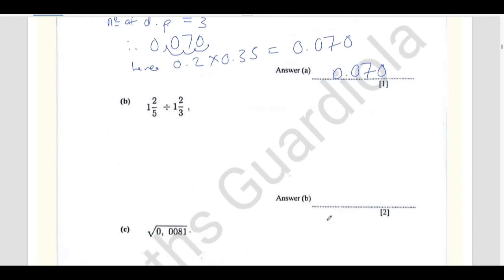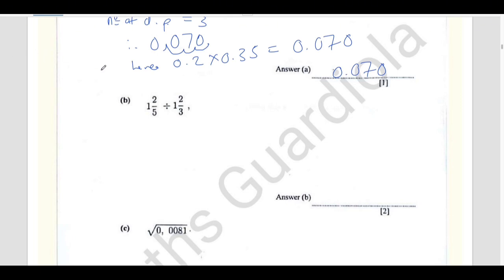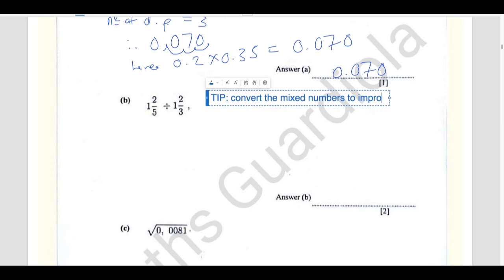Moving on to part B, 1 and 2 over 5 divided by 1 and 2 over 3. When you encounter mixed numbers like this, the first thing you need to do is to convert both of them to improper fractions. An improper fraction is a fraction in which the numerator is bigger than the denominator. So both the first and the second one should be converted to improper fractions.